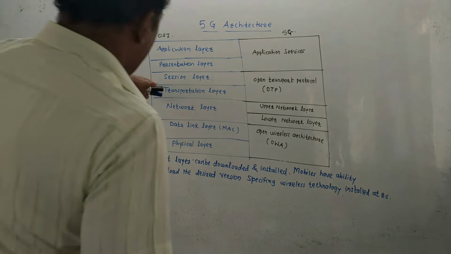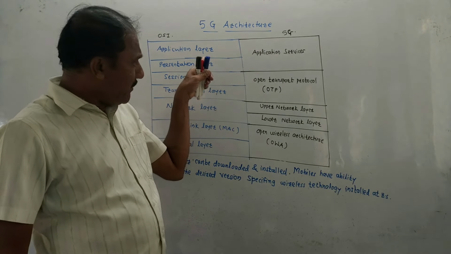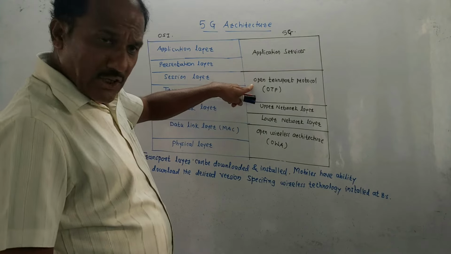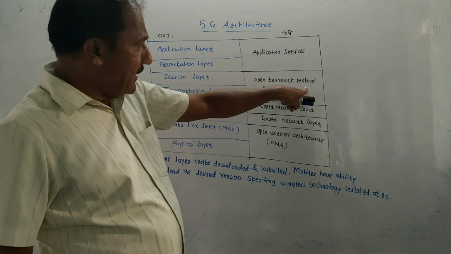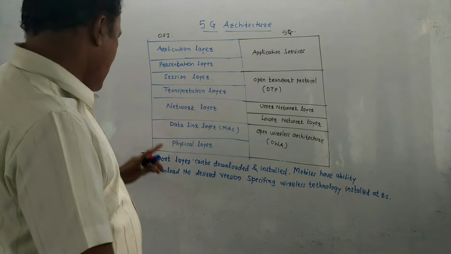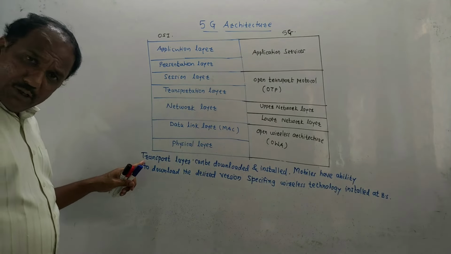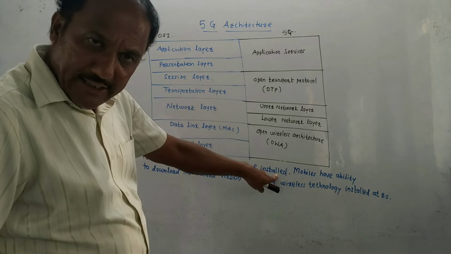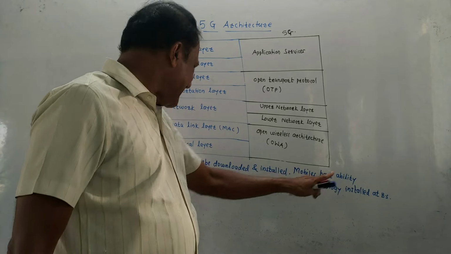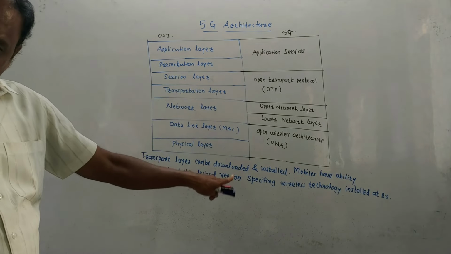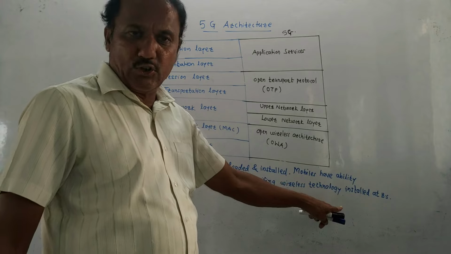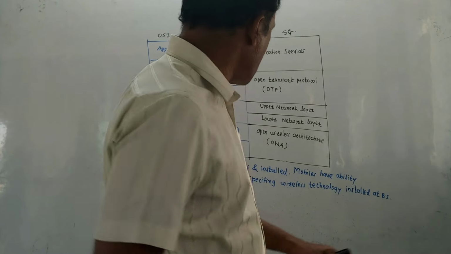The session layer and transport layer of the OSI model combined give the open transport protocol, that is open transport layer. This open transport layer can be downloaded and easily installed. Mobiles have the ability to download the desired version specifying the wireless technology installed at the base station.